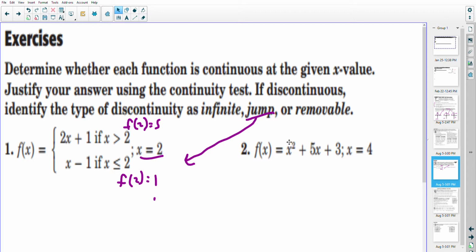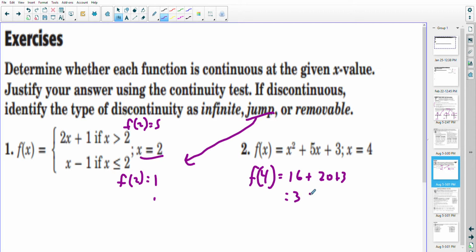On the second case, you're going to go ahead and substitute your 4 into this function. And when you substitute 4 into the function, you're going to end up with 39. And when you get 39, you're going to see that as you take a number just left of 4, like 3.9, 3.99, 3.999, you're going to get closer and closer to 39. And you could do the same thing from the right side.